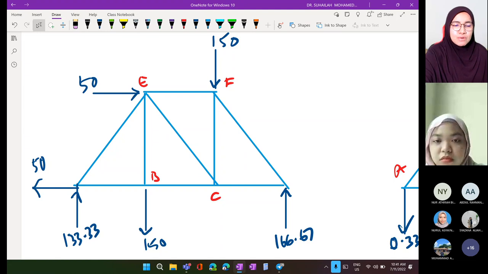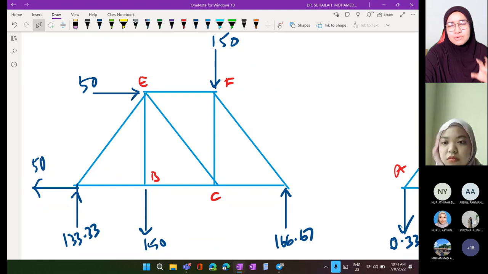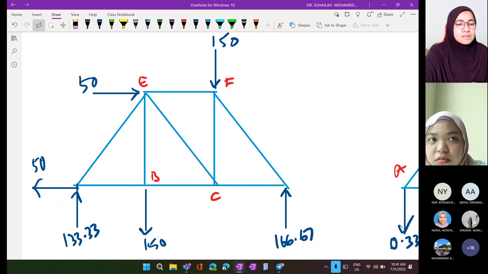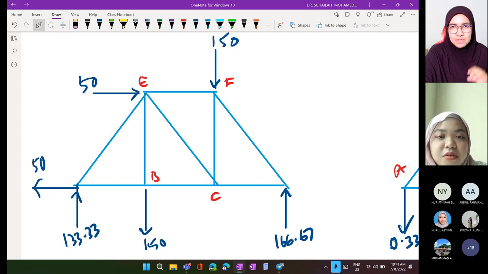This time we will use the member forces in calculating the redundant using the flexibility method. So we still use the method of joints, but we do not need to show it joint by joint like what you have done previously. We just need to do it virtually. We call it the easy method.